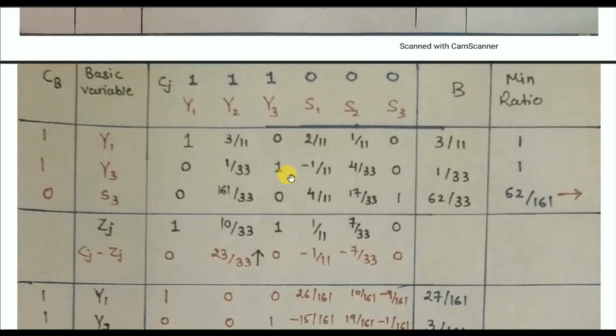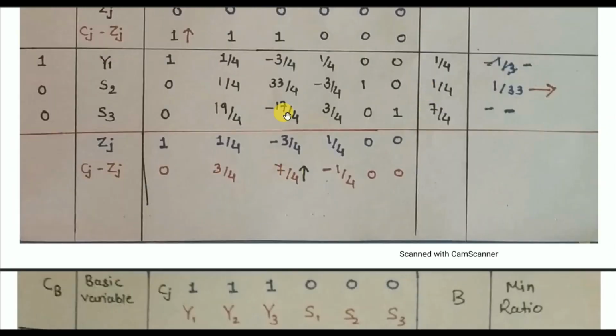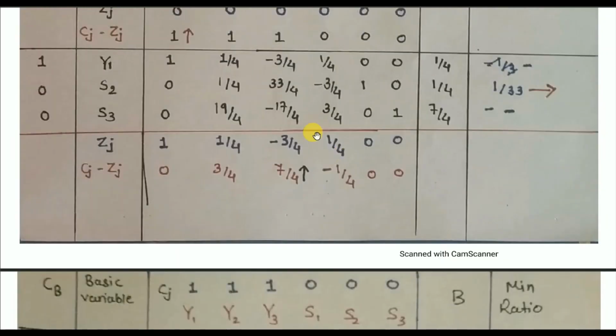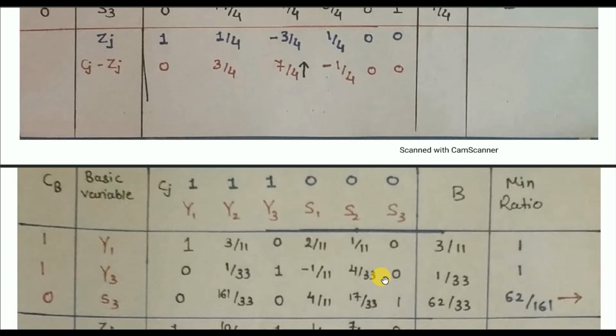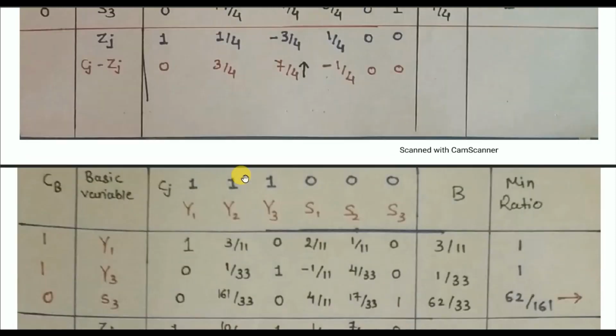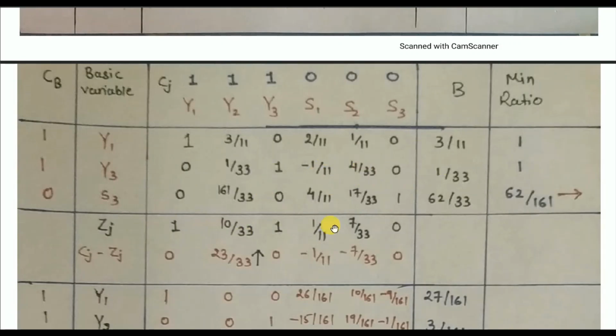then multiply this row by what? Minus 17 by 4. So we multiply this row by plus 17 by 4 and add into it, and then multiply this row by 3 by 4 and add into this. Yes, add into this row, then we get this solution. After calculating it, we have to calculate again Zj and Cj minus Zj.